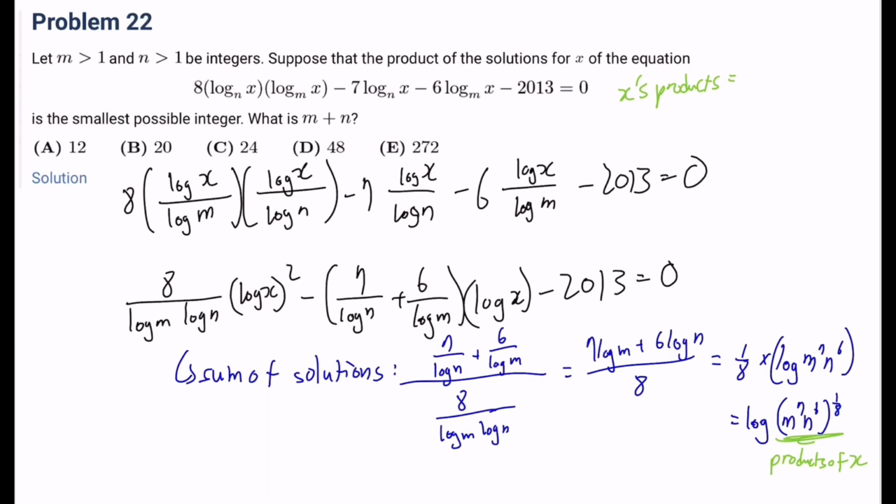That is going to be equal to m to the 7 over 8 power times n to the 6 over 8, so it's 3 over 4 power. And so for it to be the smallest possible integer, m must be 2 squared, which is 4, and n equals 2 cubed, which is 8. So this gives us that m plus n is 4 plus 8, which equals 12. And that's our answer. It's 12.